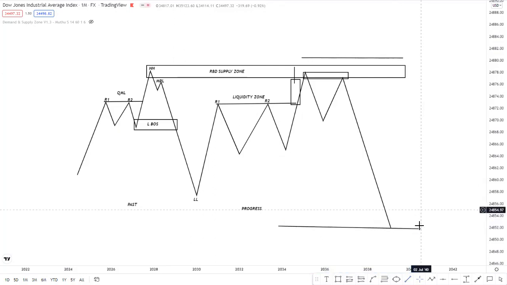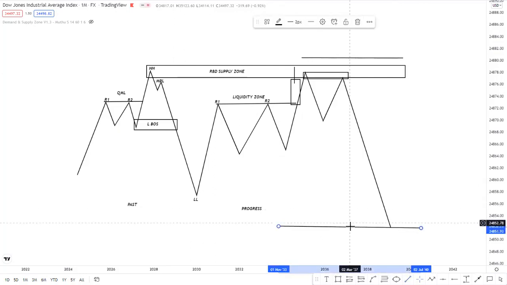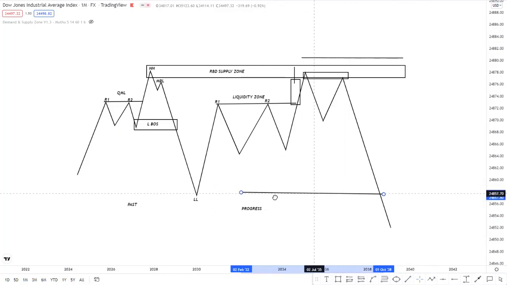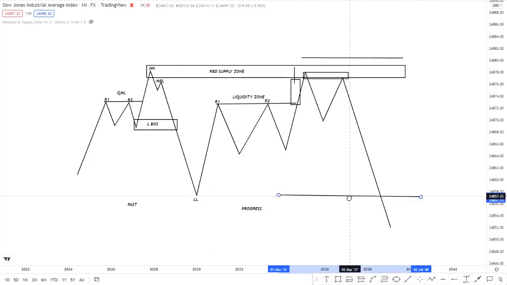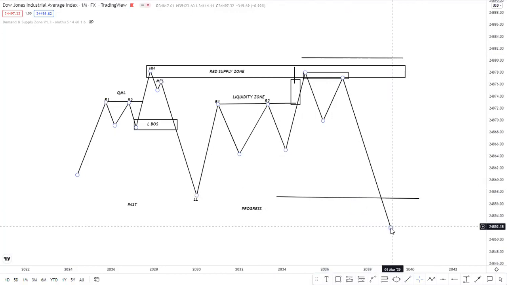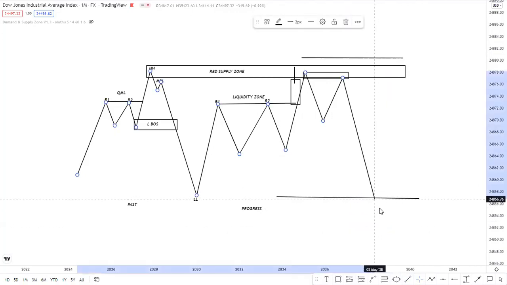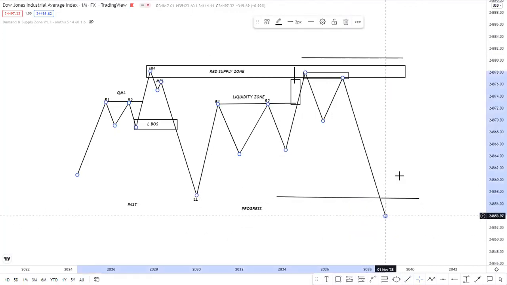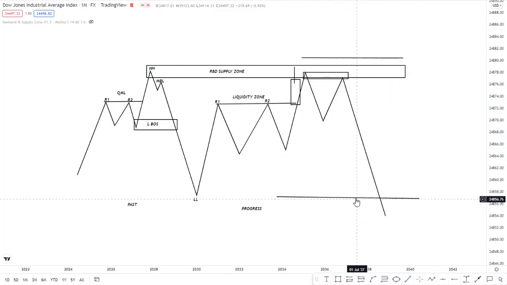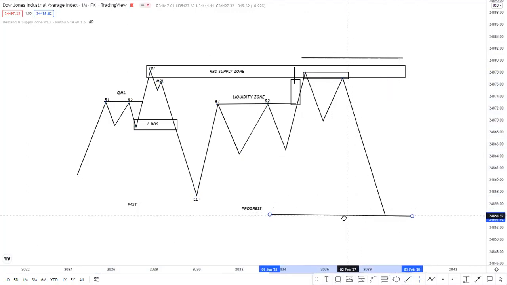Okay, so I'm going to look for the demand zone. If this here is my demand zone, then this is where my target is going to be. But my stop loss is always going to be above the higher high, a good amount of pips above the high.